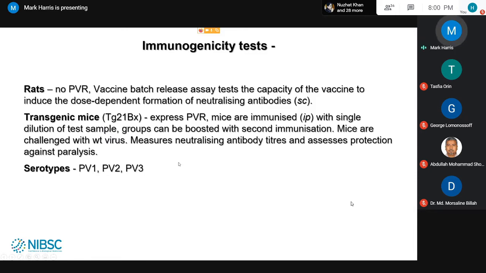And then what we want to do is to say, well, what happens when we put these into an animal system? So we can use a rat system where we can look for the production of neutralizing antibodies. And we can also use a transgenic mouse system, where we've got mice that express the poliovirus receptor. These mice can then be immunized with the sample, boosted with a second immunization, and then challenged with wild-type virus to see whether or not they get disease. So in other words, is this vaccine candidate protective? And obviously we need to do this with all our 3 serotypes. And this work is done at MIPS.